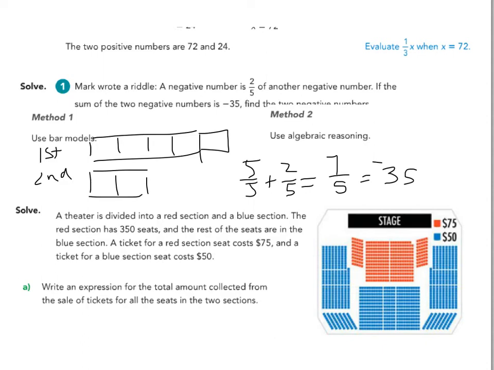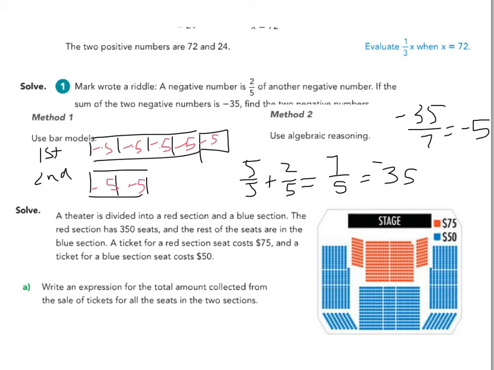Okay, so 7 units is negative 35. If we do negative 35 divided by 7, that means each unit is negative 5. Negative 35 divided by 7 pieces, 1, 2, 3, 4, 5, 6, 7, means each piece is negative 5. So each one of these would be negative 5. And if we know that, then we can figure out what each number is.